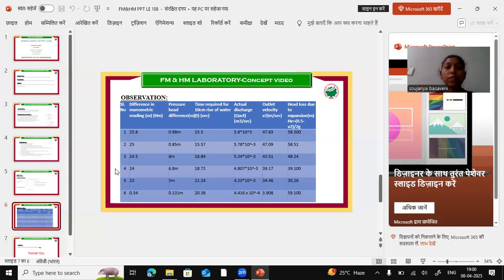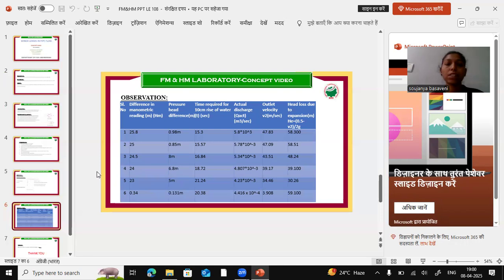The third reading we get is 24.5, the difference in manometric reading. The pressure head difference is 8 meters. The time required for this is 16.84. The actual discharge for this is 10.34 into 10 power minus 3. Outlet velocity V2 is 43.51. The loss of head due to sudden expansion is 48.24.